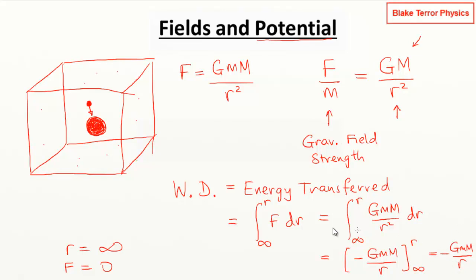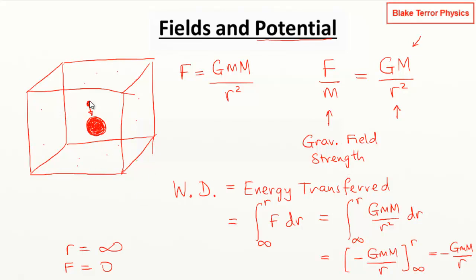Now it's minus because we haven't had to expend effort in order to get that object there. Gravity is an attractive force, so the object, once it starts moving, is just getting pulled in towards the Earth. So we're actually doing negative work here. The object is losing energy as it moves closer and closer to the Earth.